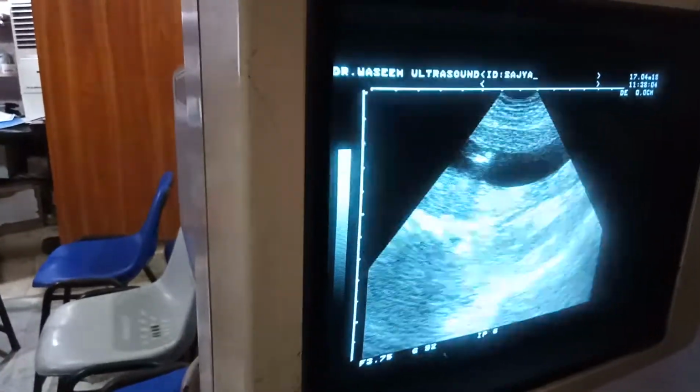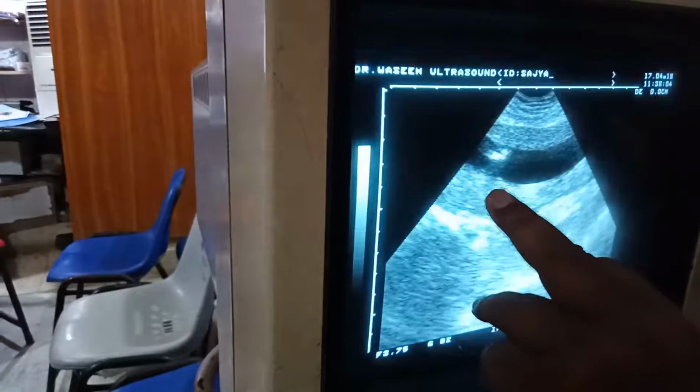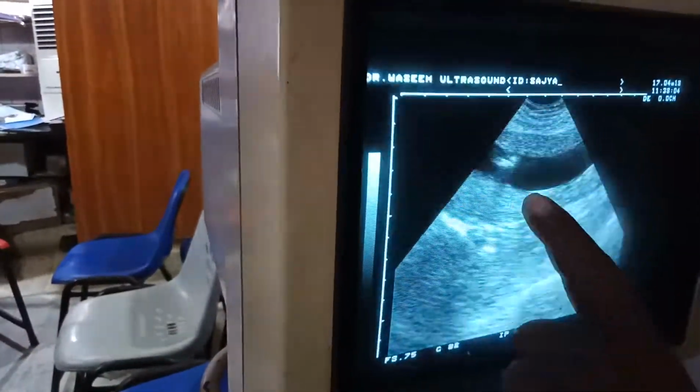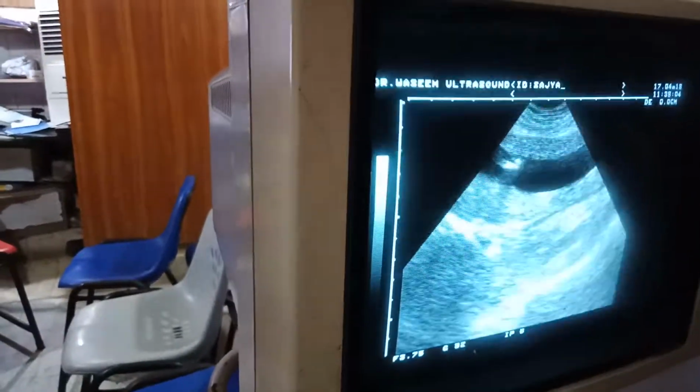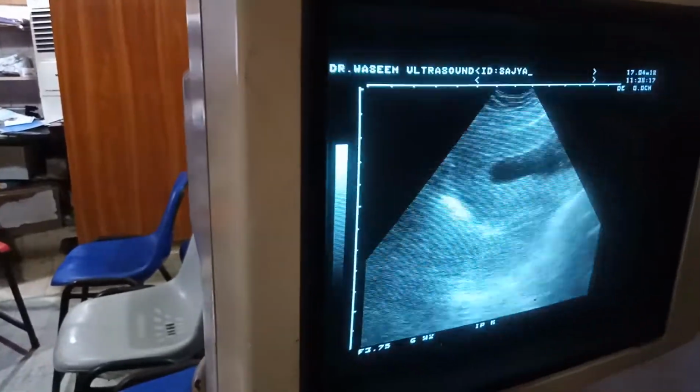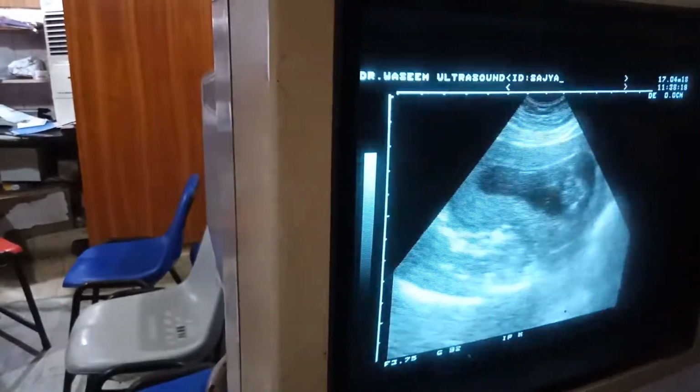It's okay. And the placental thickening is on the posterior wall. This is the placental thickening. Okay. And the rest, everything is okay.